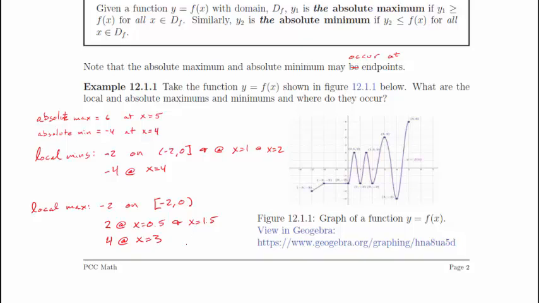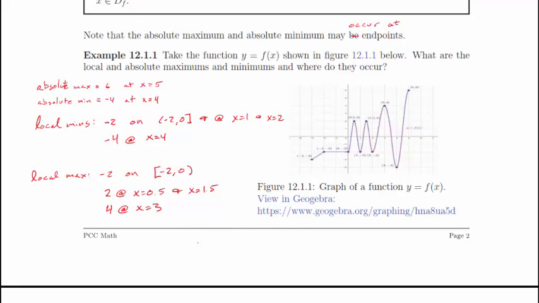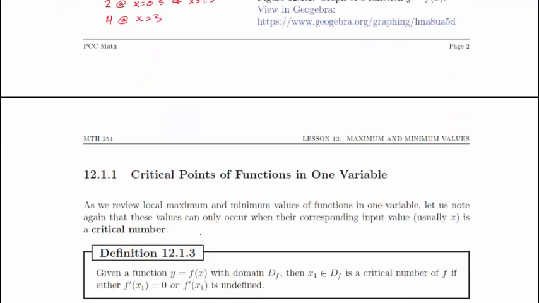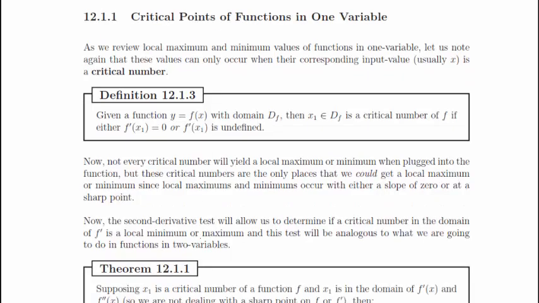All right, so that's just a nice review of our single variable calculus look at absolute maximums and local minimums. We now want to look at single variable calculus critical points, so that we can remember how we found these given a symbolic function, or rather a function given in symbolic form. I'm being precise in how I say this. So section 12.1.1, critical points of functions in one variable. As we review local maximum and minimum values of functions in one variable, let us note again that these values can only occur when their corresponding input value, normally x, is a critical number.